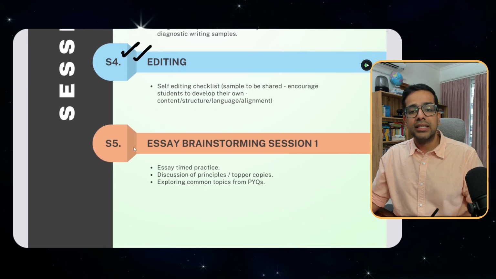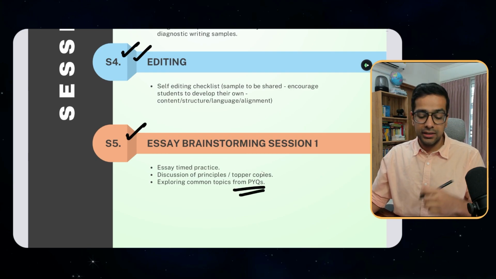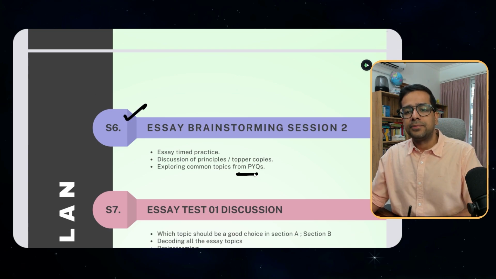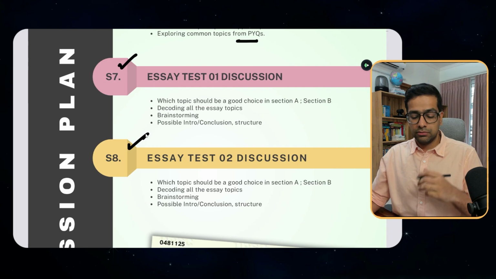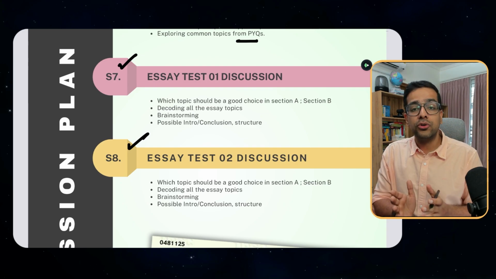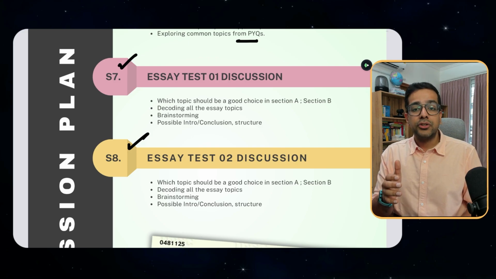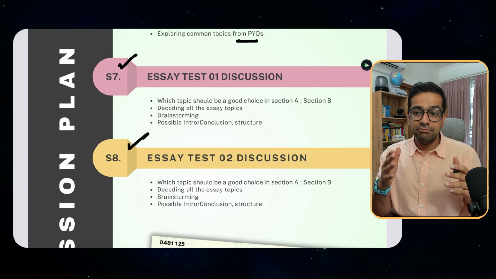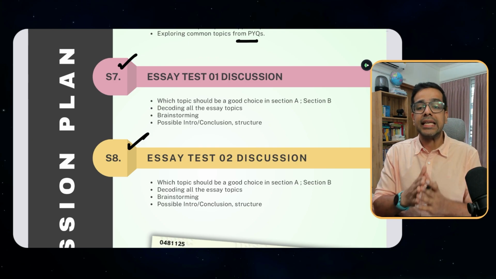There'll be brainstorming sessions, 2 brainstorming sessions, where what we'll be doing is we'll be taking up common themes from previous year questions in essay papers. And then there'll be 2 sessions on essay discussion. So the idea of this entire course is that with this course, through these 8 sessions, we will try and ensure that at least you can get 120, 130 marks. And if it's your day, you might even get 140, 150 marks in the essay paper.